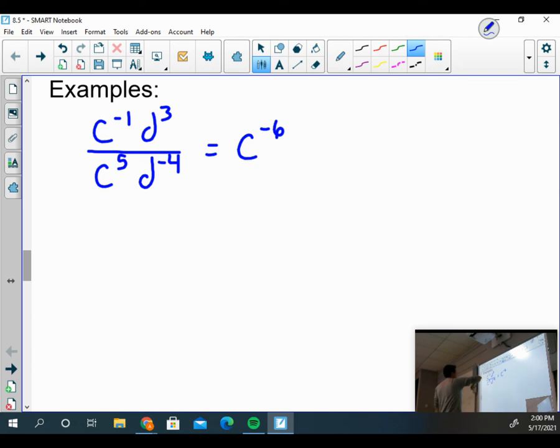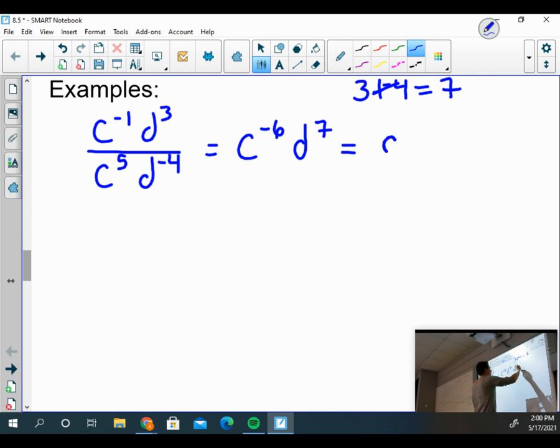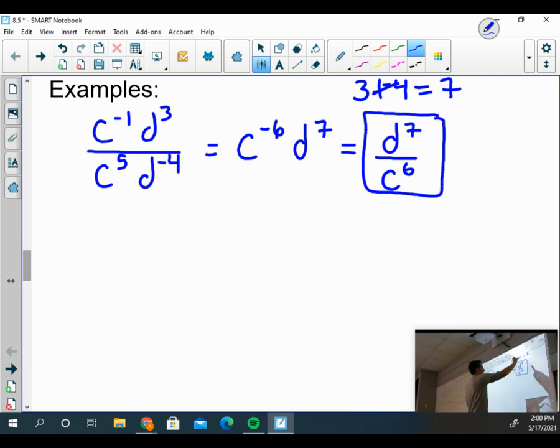I do 3 minus negative 4 for the d variable, and I get d to the 7th power, right? Again, if you write that out, you quickly see that you have a minus a negative, which does create that positive, which we've talked about in previous videos. And finally, again, I want to simplify my negative exponents. So I rewrite this as d to the 7th over c to the 6th.